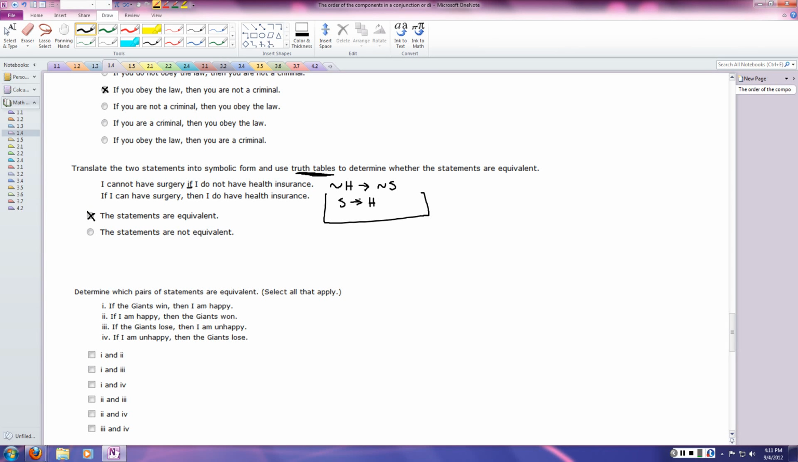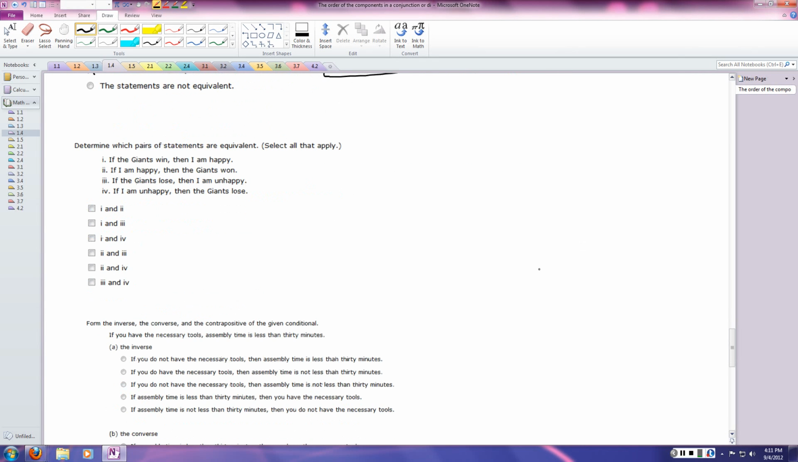Anytime a statement is a contrapositive of another statement, the statements are equivalent. So you don't have to go through and make the truth table of these two statements to see if they have the same columns. You can, if that is your preferred method. So let's look at this one.